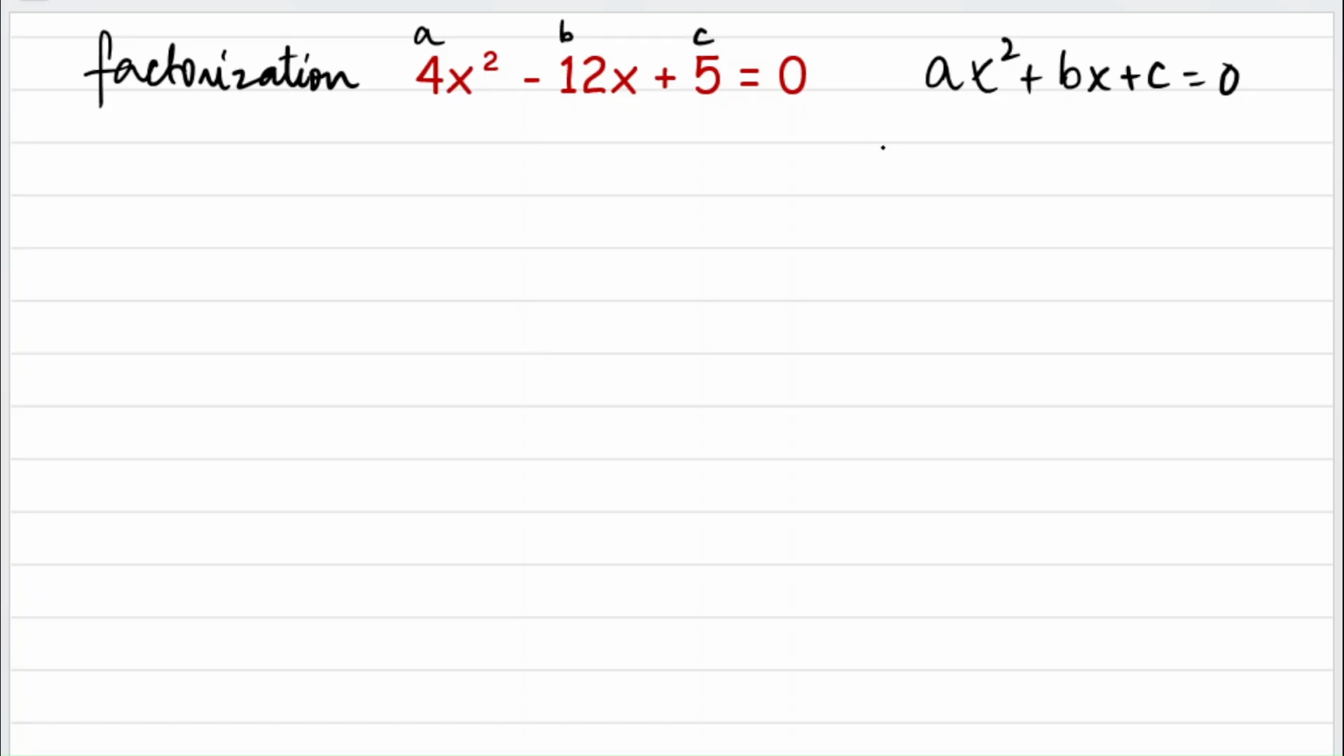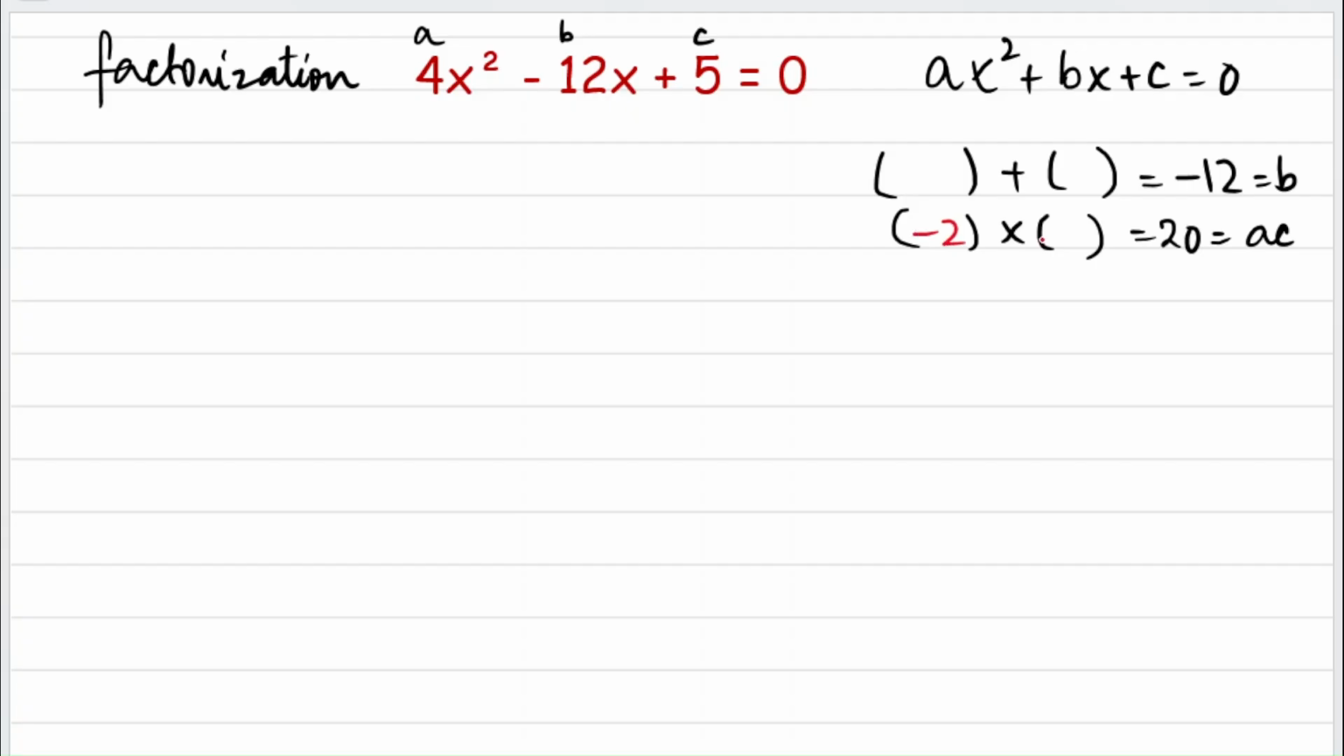So, I am looking for two numbers which when added give me b. What is b? Minus 12. And the same set of numbers when multiplied give me the product of AC. What is the product of AC? 4 times 5, 20. Clearly, the numbers are minus 2 and minus 10, because minus 2 times minus 10 is plus 20, and minus 2 added to minus 10 is minus 12.